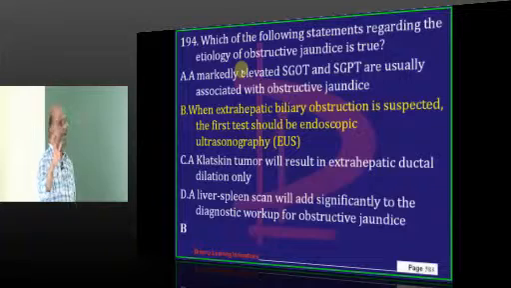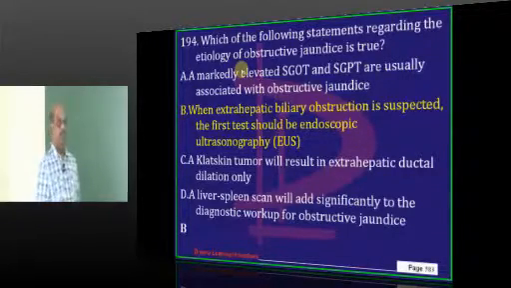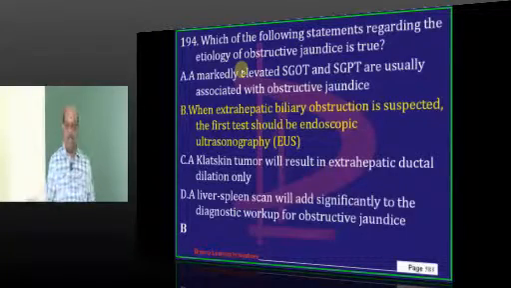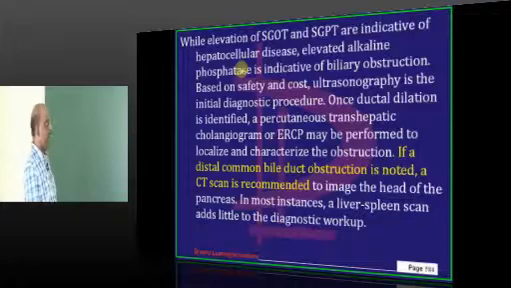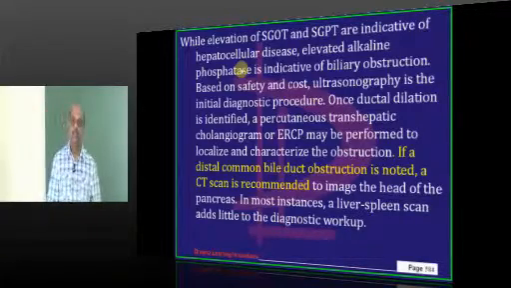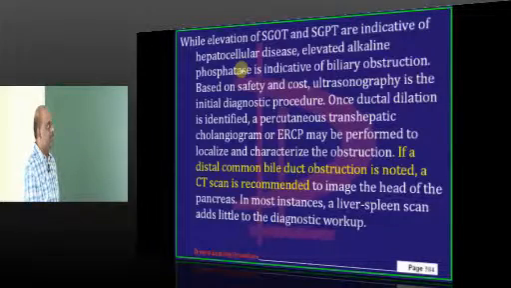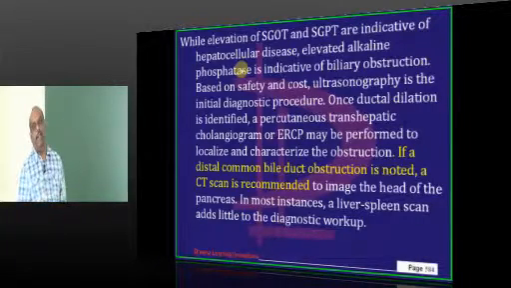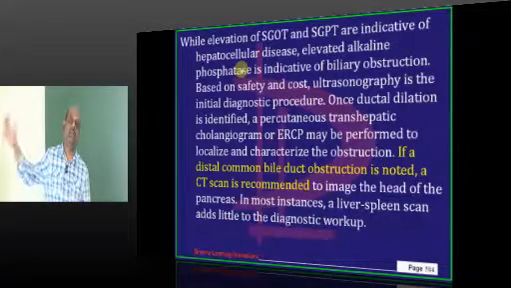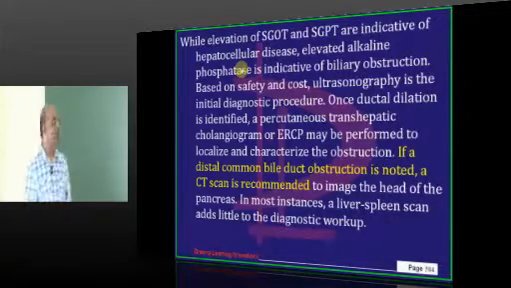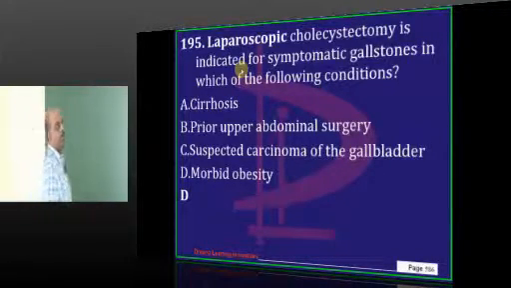Then if you are suspecting extrahepatic biliary obstruction, endoscopic ultrasound is the modern buzzword which can detect it very clearly. And when do you want to do CT? If there is a distal common bile duct obstruction, then CT scan is recommended, because commonly it is a head of the pancreas tumor which leads to the development of a distal bile duct obstruction, is what needs to be remembered. Where do you want to do laparoscopic cholecystectomy?